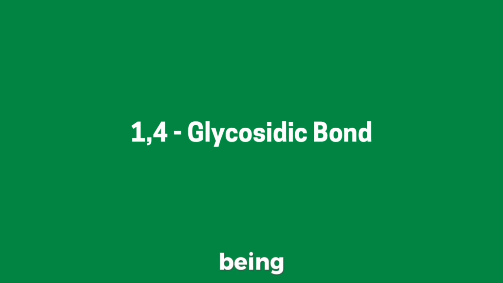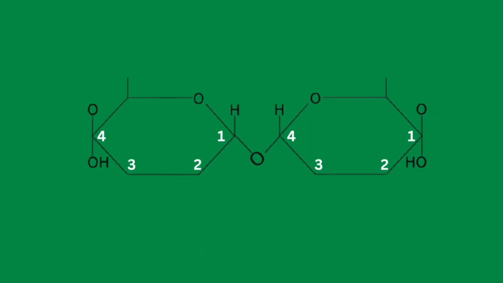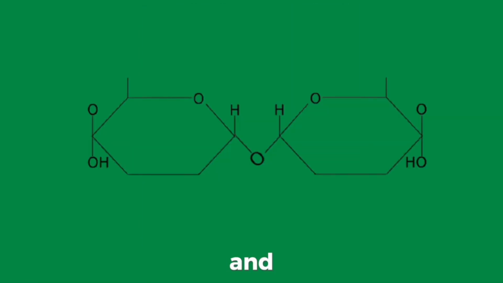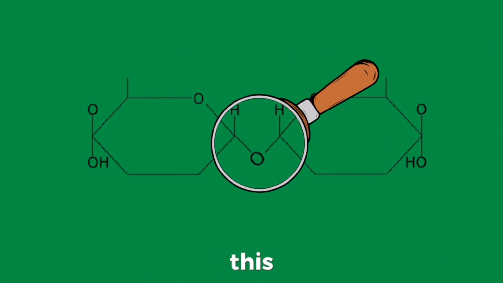The reason is because it is between the first carbon of one sugar molecule and the fourth carbon of another sugar molecule. And you can see that here. And this is what you want to put down in the exam. Now let's take this and look at it a bit closely. This glycosidic bond has something cool about it.